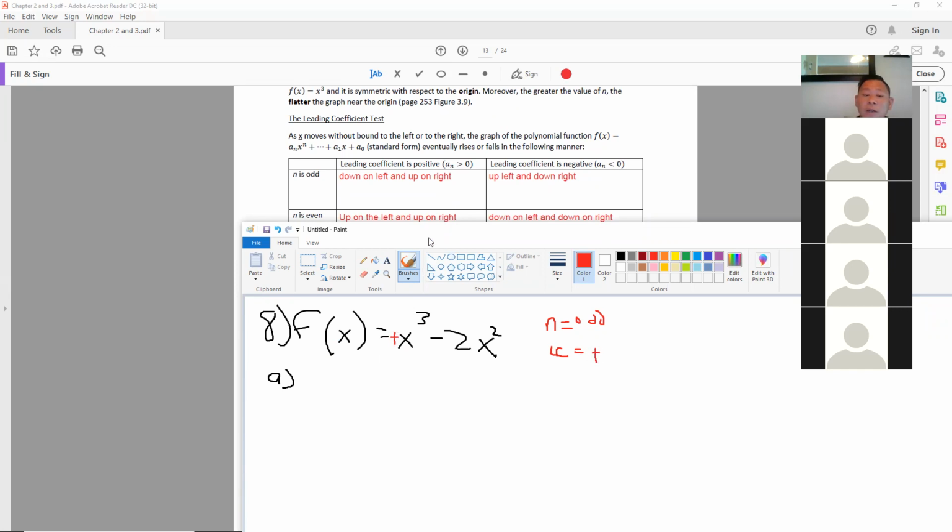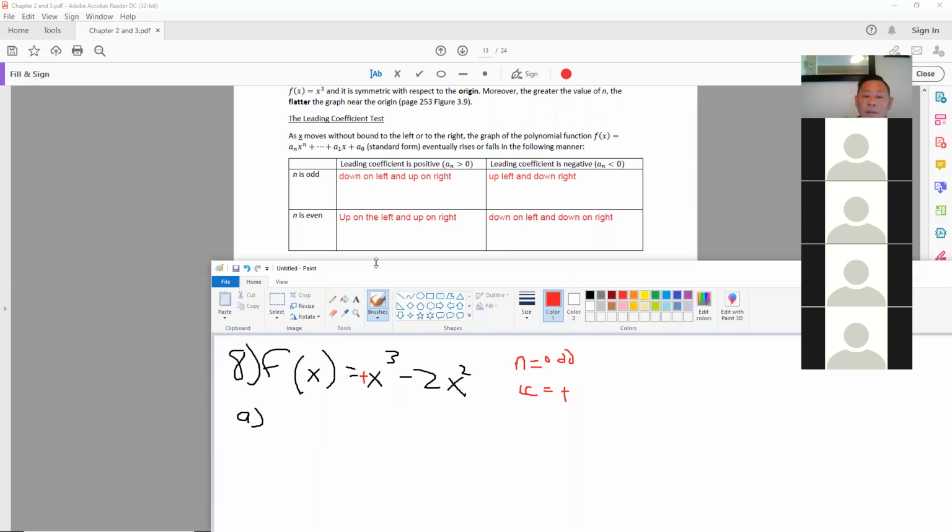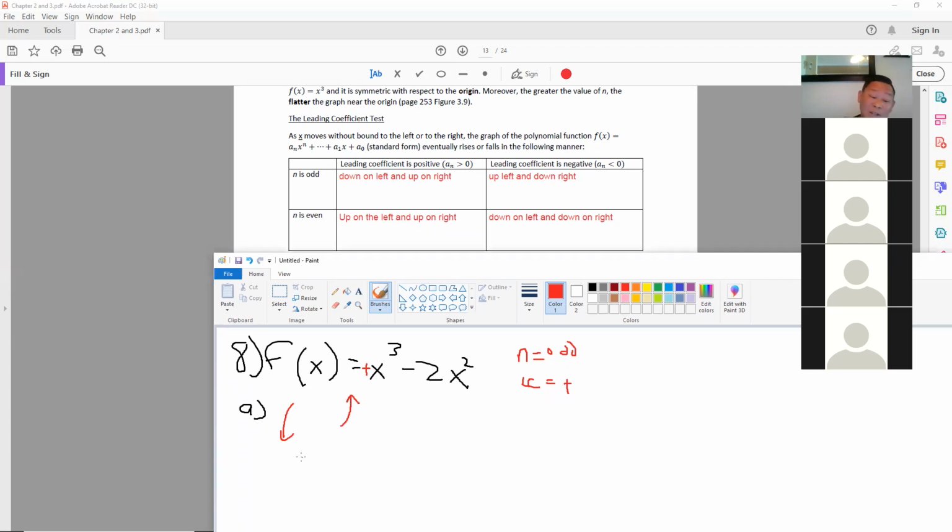So which one is it? Is it going to be down, up, or up, up, or up, down, or down, down? You have an odd power and your leading coefficient is positive. So it's going to be down on the left, right? Yep, down on the left. And on the right it goes up. You can do this in my test because I understand what you're doing. You go down on the left and up on the right.